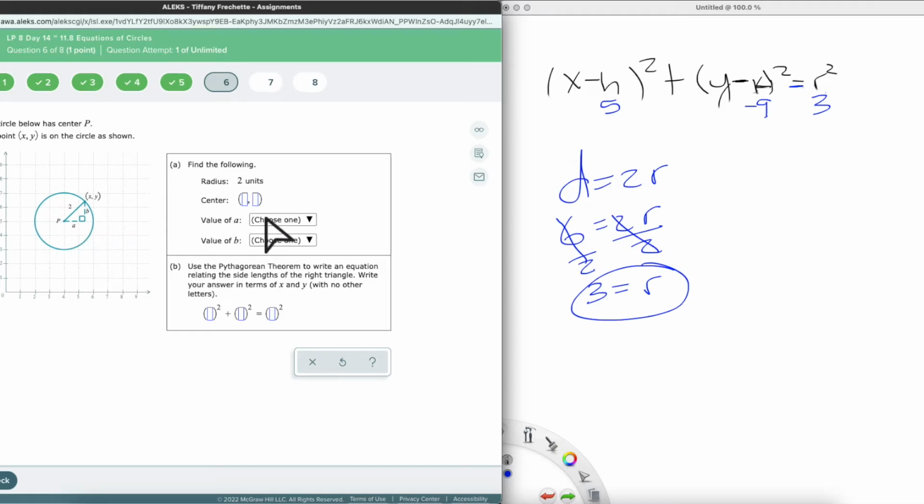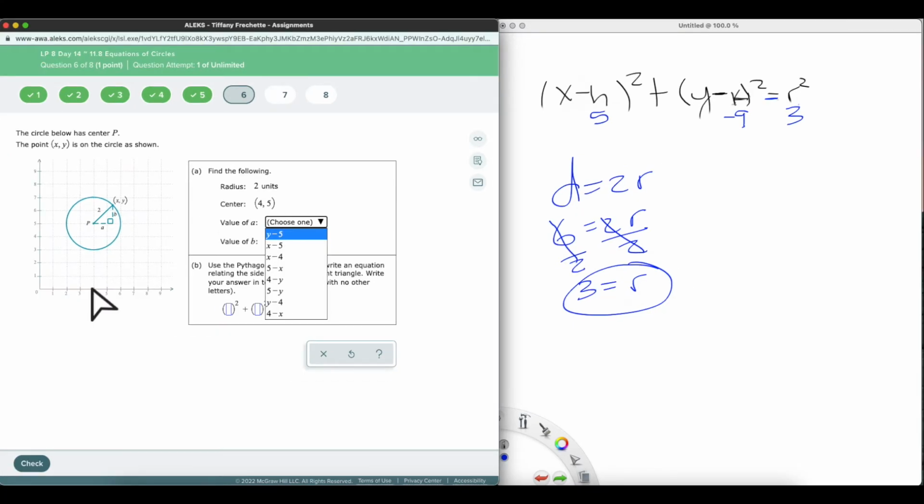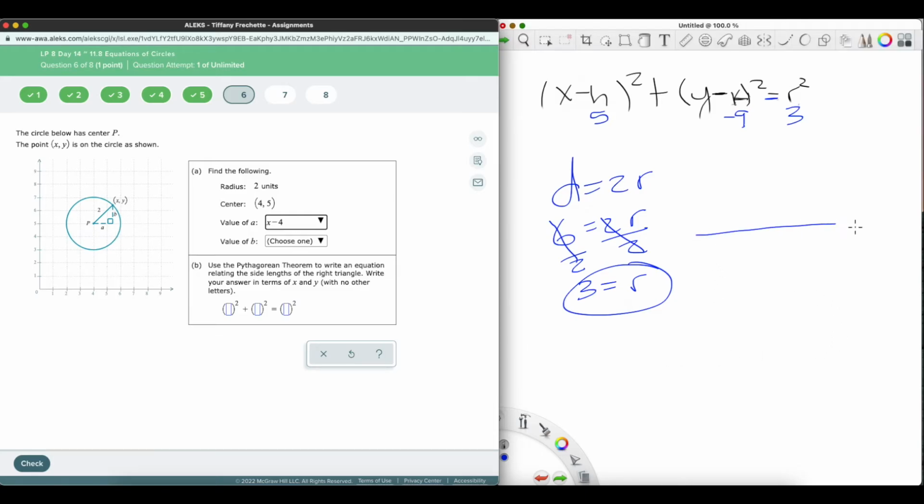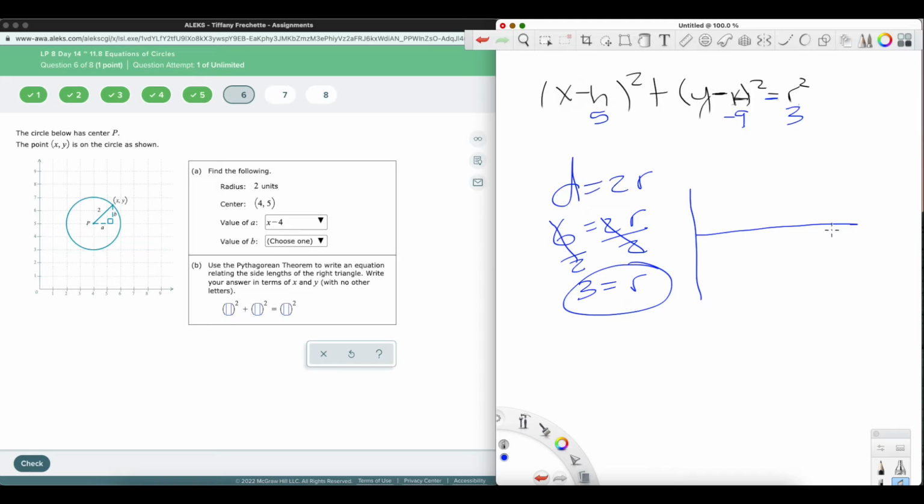All right, the center is 4, 5. So 4 and 5. So that's our coordinate for our center. Value of A is, so x minus 4, because I want to know from the beginning to the end how long it is. So this is x, the total length, and I'll draw it so that you can see what I'm talking about. So I have the total length from the side of the graph here to the beginning of P, and then I have the end of P.